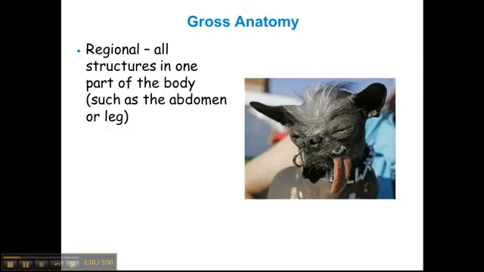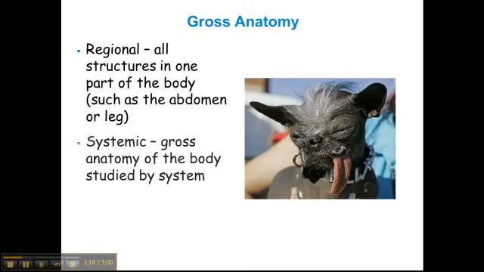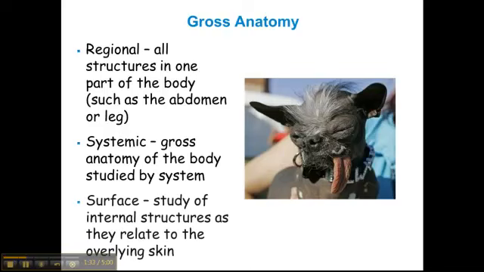or the leg. In this course, we will be using a systemic way of examining anatomy. Here we'll look at the gross anatomy of the body studied system by system. Now, for those of you that are in programs, especially nursing programs, you should also try and think of anatomy in terms of surface anatomy. This is a way of looking at anatomy and anatomical structures that are internal, how they relate to the overlying or external skin.